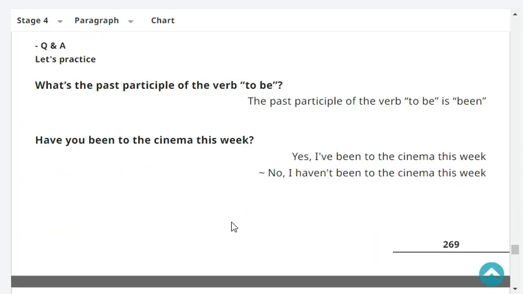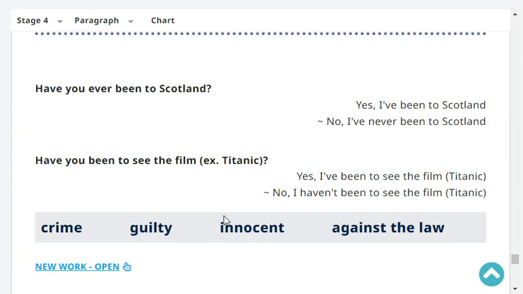Have you been to the cinema this week? Yes or no? No, I haven't been to the cinema this week. Very good. Have you ever been to Scotland? Yes or no? No, I've never been to Scotland. Very good. Okay. Have you been to see the film Titanic? Yes or no? Yes, I've been to see the film Titanic. Very good.